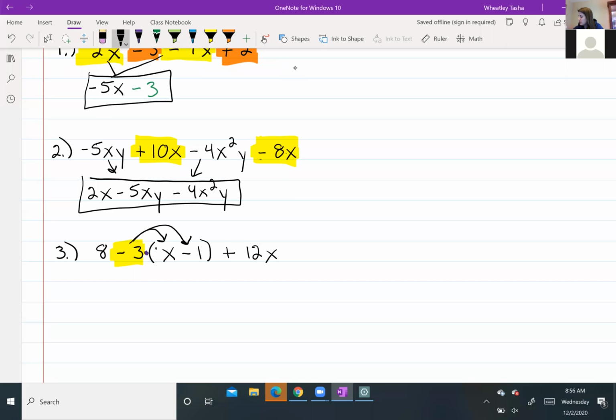And in front of your x, you can put a 1 there. So the next line, 8 just drops down. -3 times 1x is -3x. -3 times -1 is going to give you +3. And then again, this 12x is outside the parentheses, so you don't multiply to that. So it's only what's inside the parentheses. So your 12x just comes down.